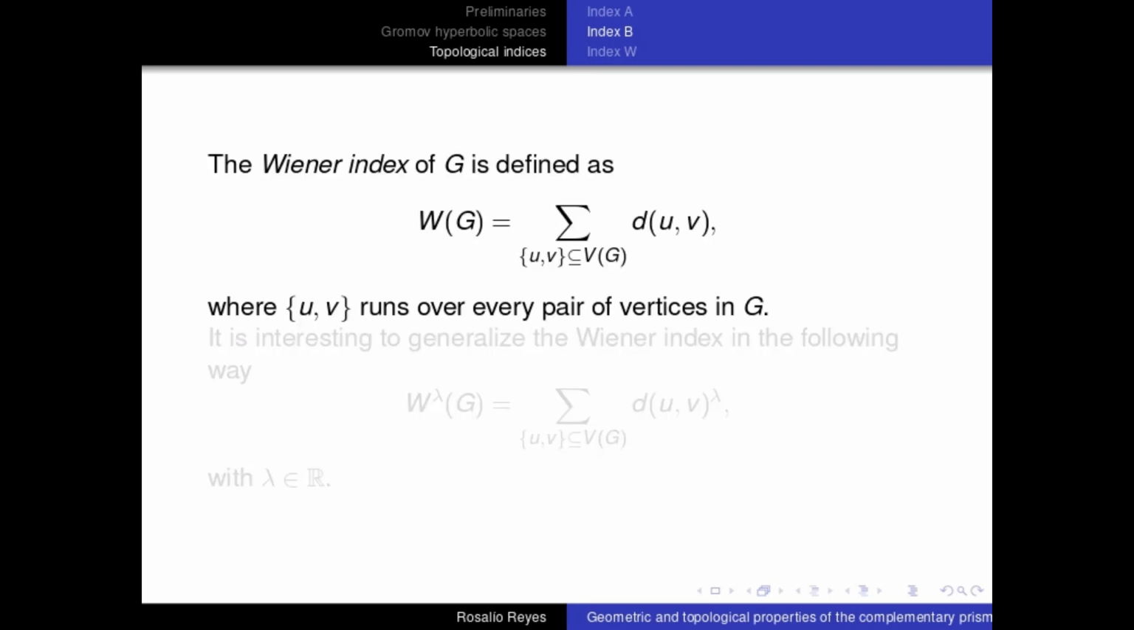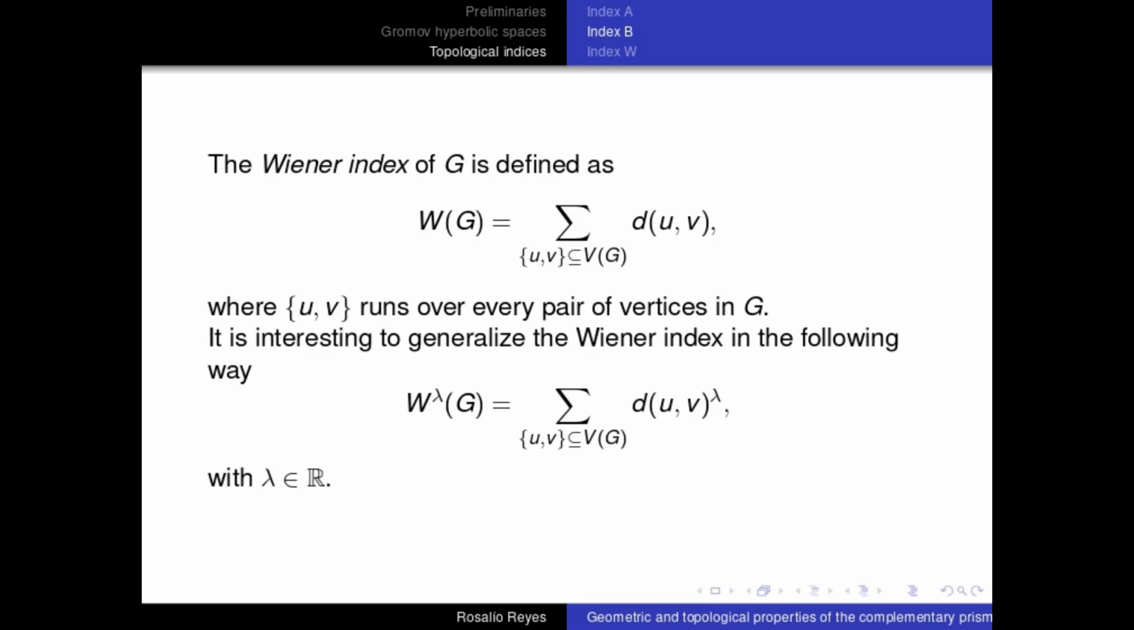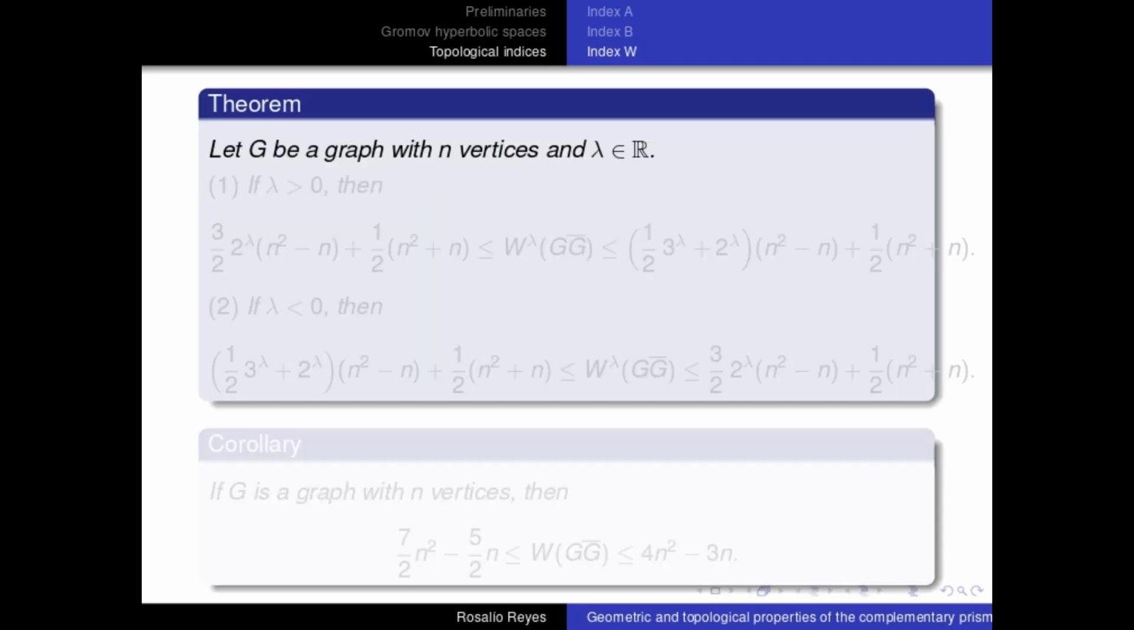The Wiener index was proposed in 1947 with the idea of introducing the topological concept of distance and used it for the characterization of the branching of a molecule. We can consider a generalization of this index as follows. Note that if lambda is equal to 1, then we have the classical Wiener index. Some results obtained for this index and the complementary prism of a graph are the following.